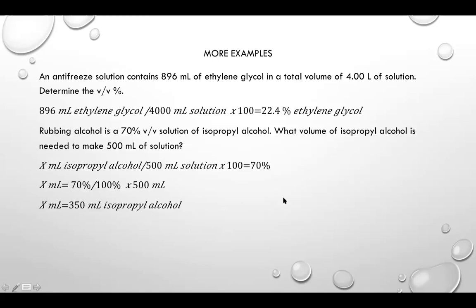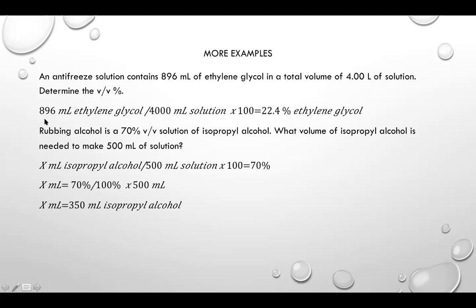So we have some more examples here. We have an antifreeze solution that contains 896 mils of ethylene glycol and a total volume of 4 liters of solution. Now we're going to do the volume per volume. So we're given 896 mils and 4.00 liters. Again, we're going to work with mils rather than liters. So we have to convert the liters to milliliters. 1 liter equals 1,000 milliliters. So that gives us 4,000 mils.